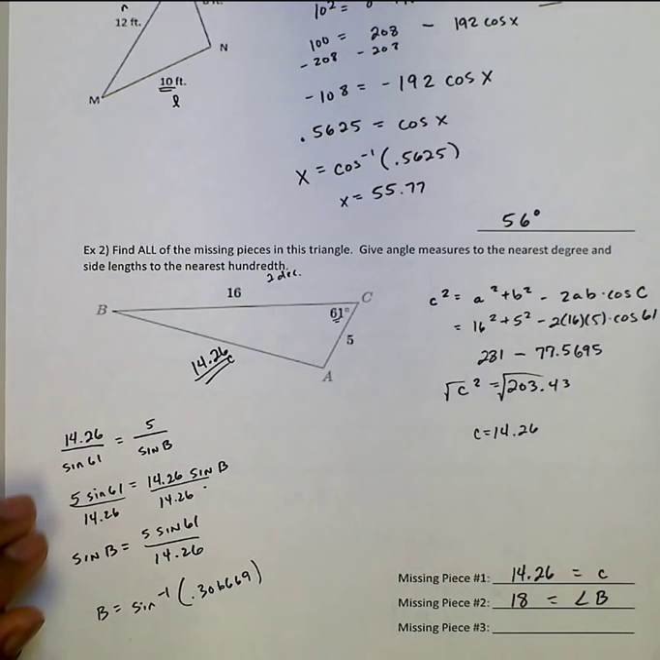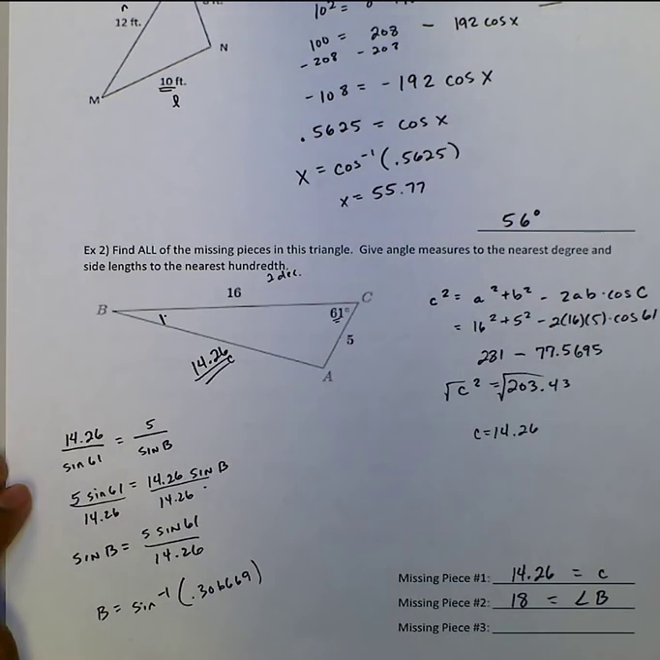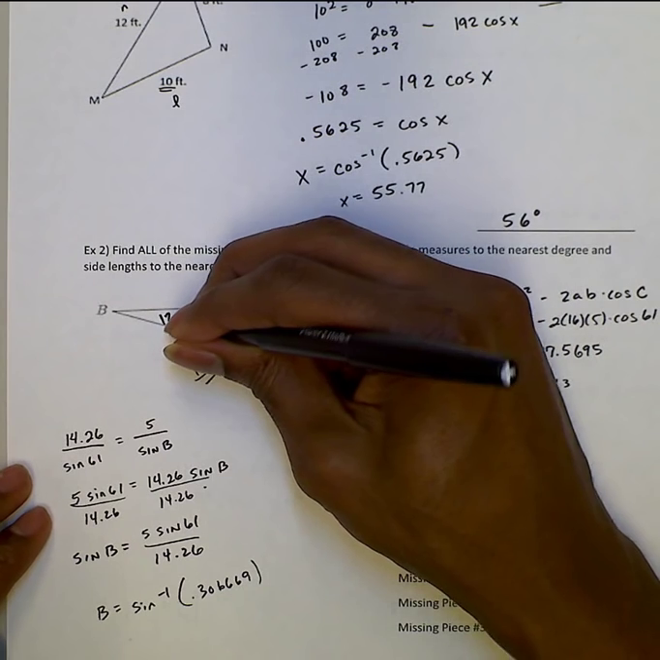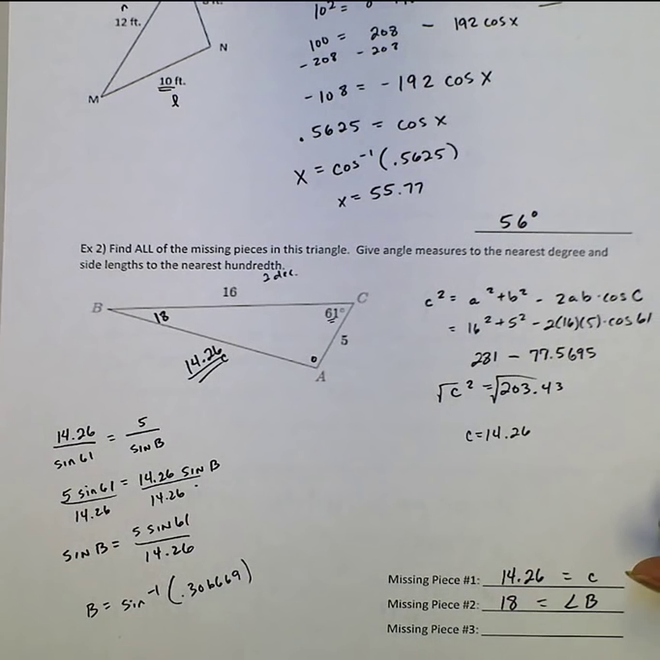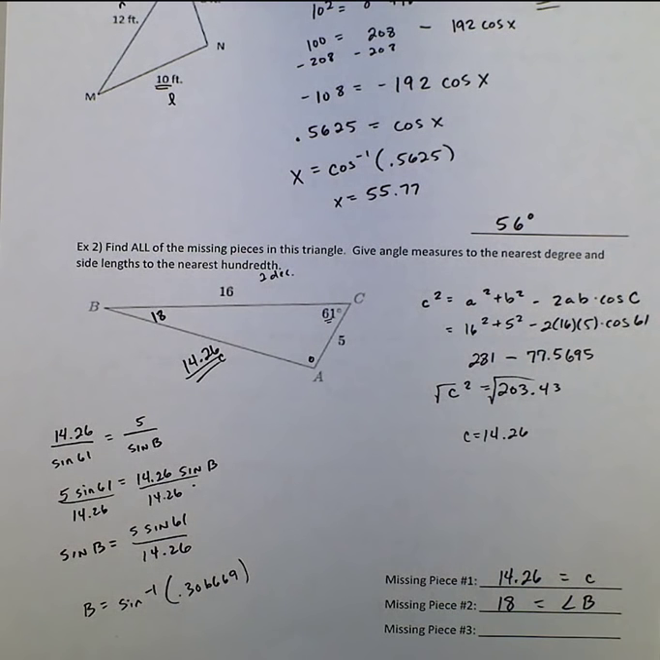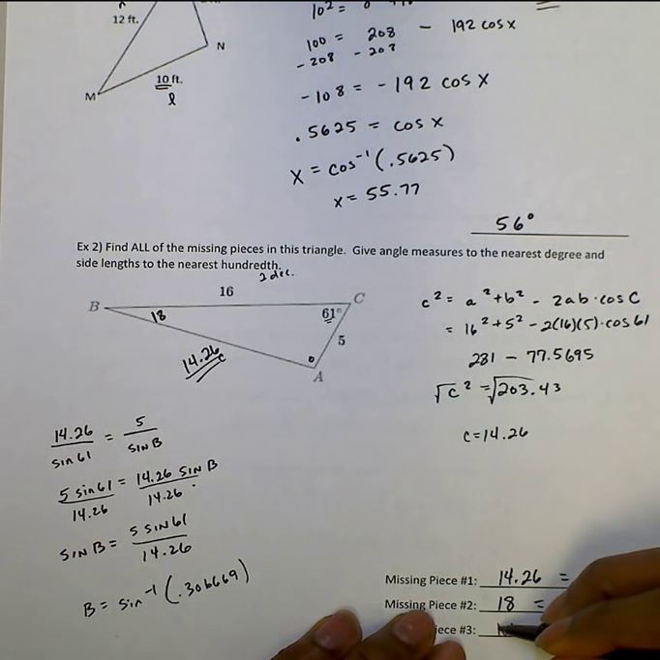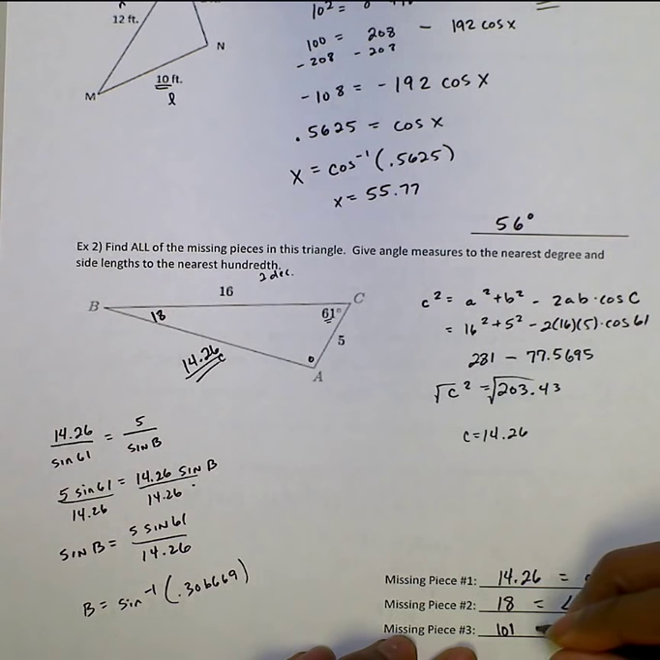And now for that last piece, I don't really have to do anything too crazy because it's just a missing angle. I know that in a triangle, all the angles add up to 180. So 18 plus 61 gives me 79. And so I know that this has to be 101, 180 minus that. Good, cool. And that's angle A.